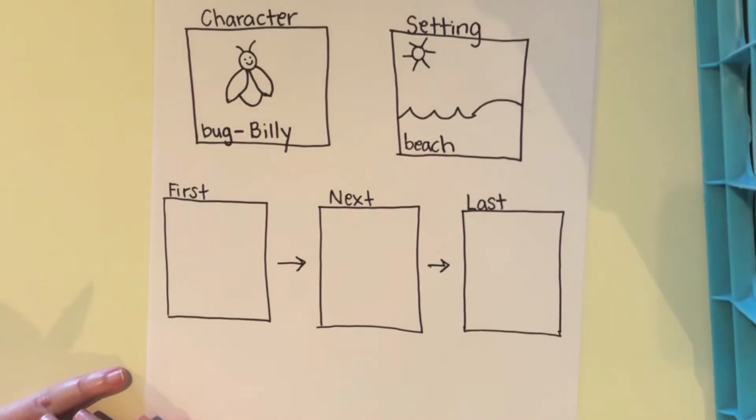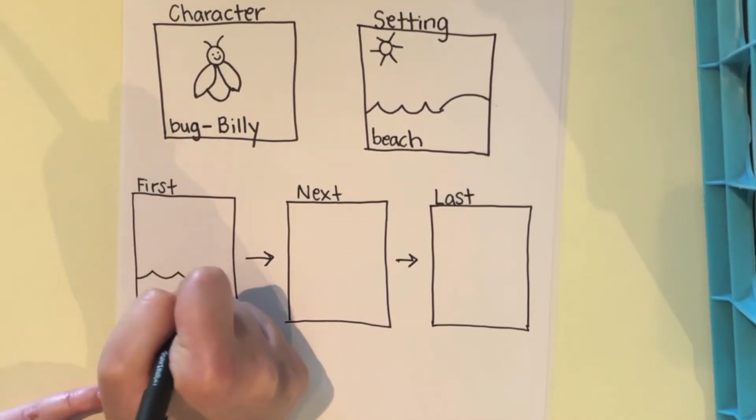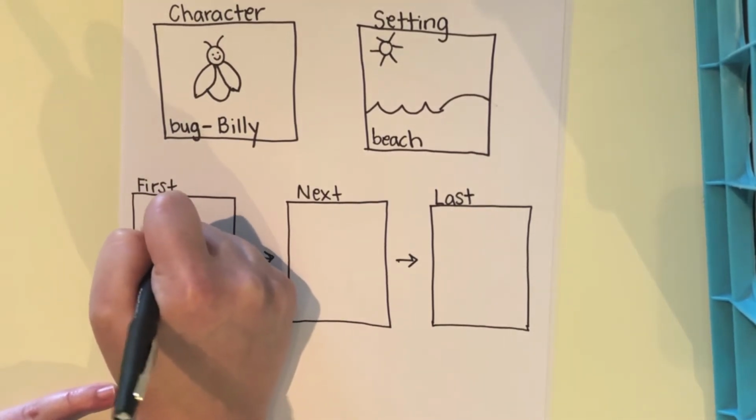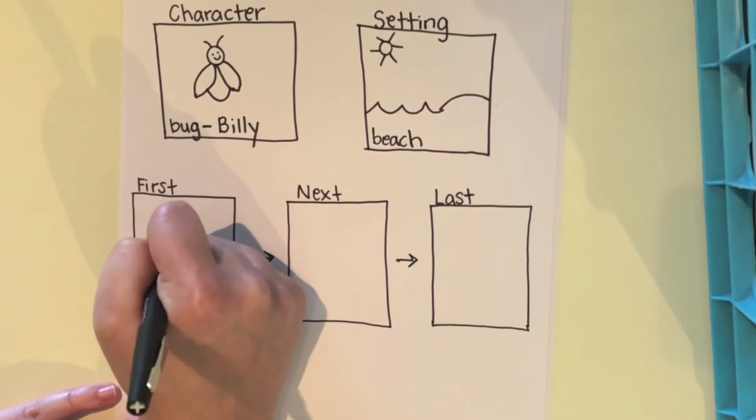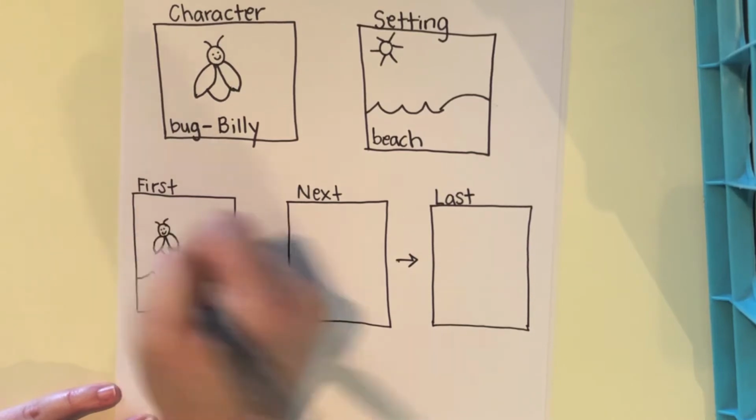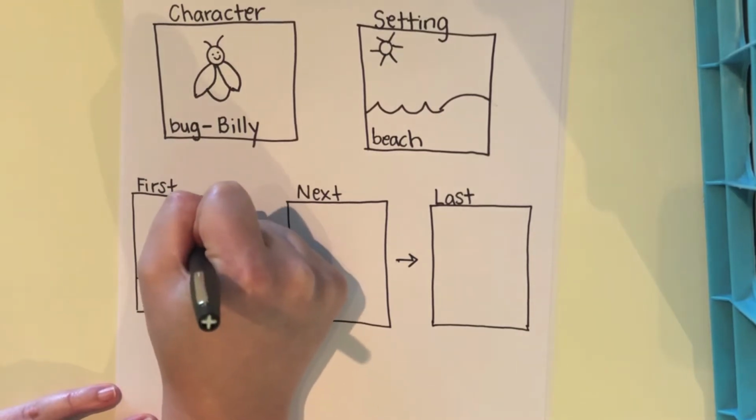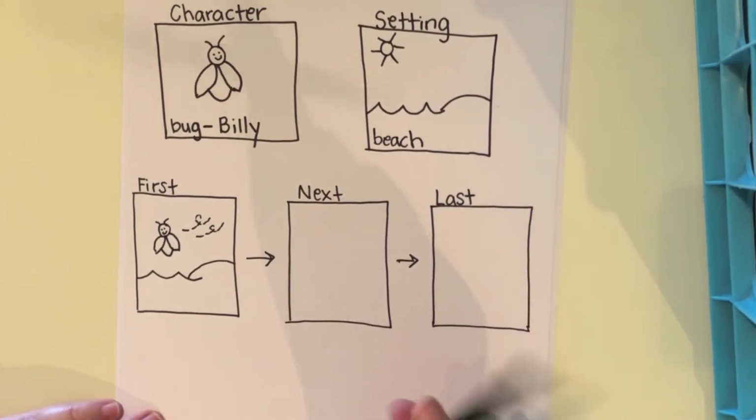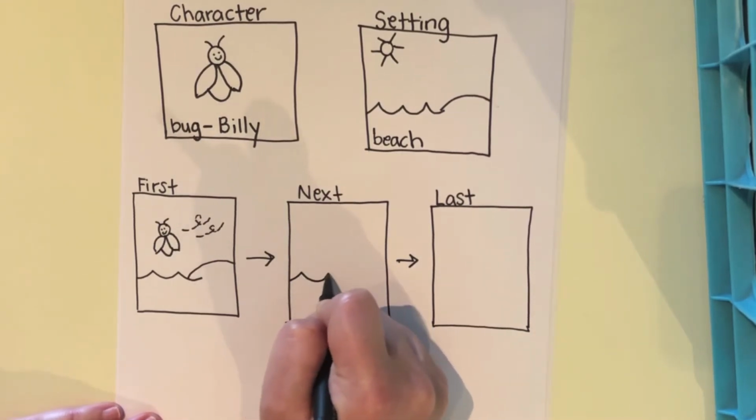There we go. All right, so I'm gonna go ahead and start our story with Billy. Now, Billy is going to be flying over the water on a nice sunny day. Now, one thing that is really a problem in our story is that Billy's really lonely and he doesn't have any friends. And so he's flying, but he's flying by himself. And he's kind of lonely and he wishes that he had someone to play with.